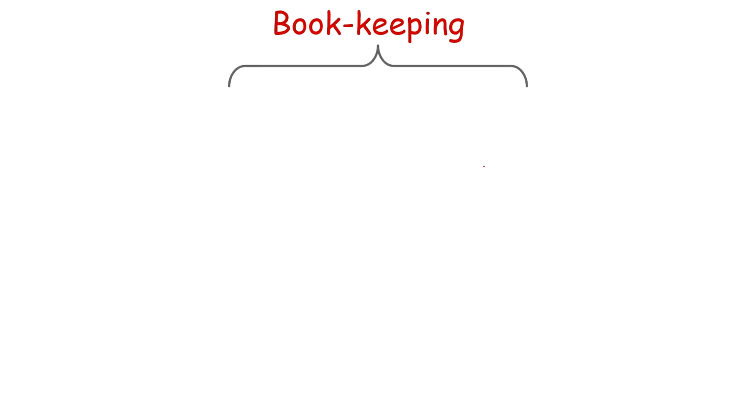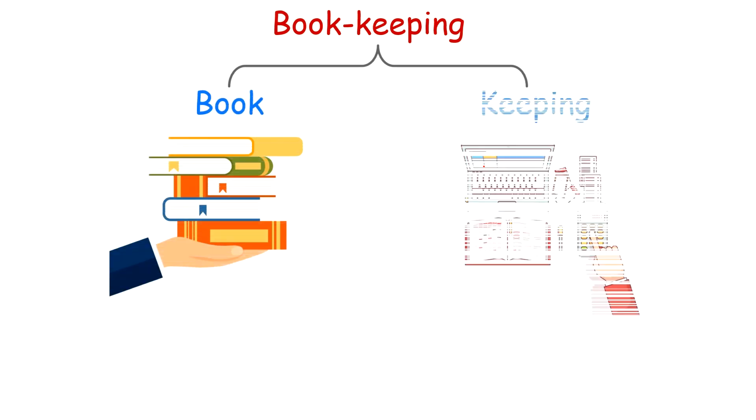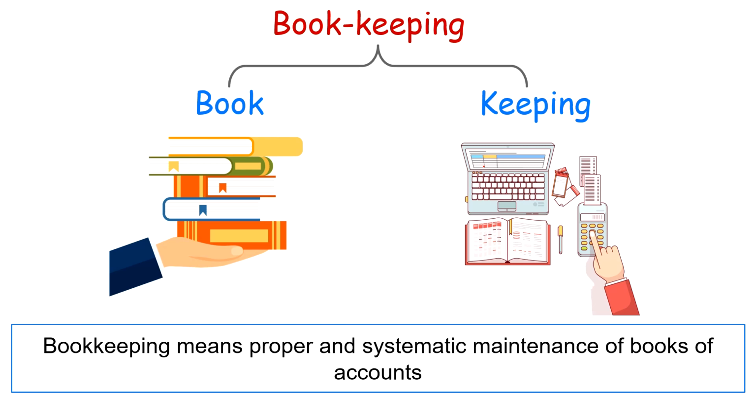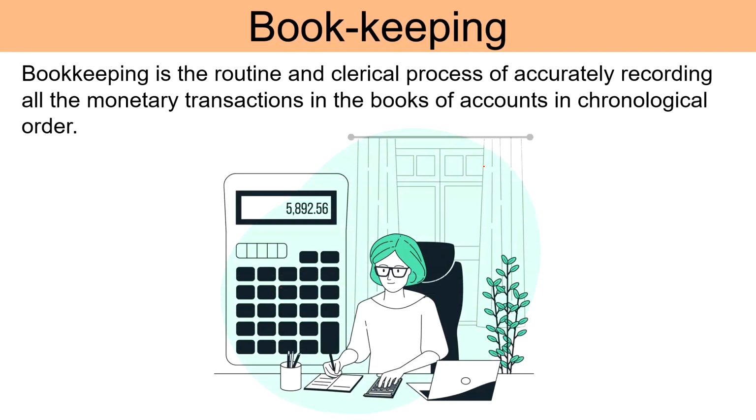Bookkeeping. The word bookkeeping is a combination of two words, that is book and keeping, which means proper and systematic maintenance of books of accounts. Hence, bookkeeping is a routine and clerical process of accurately recording all monetary transactions in the books of accounts in a chronological order. It is a part of accounting and it is governed by the principle of double entry system.